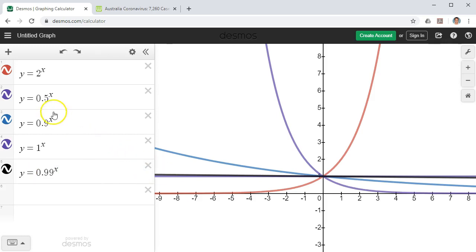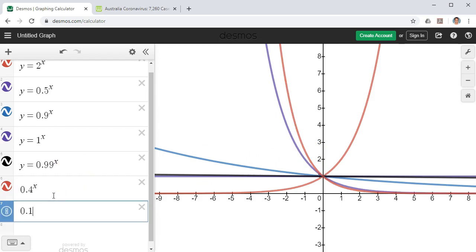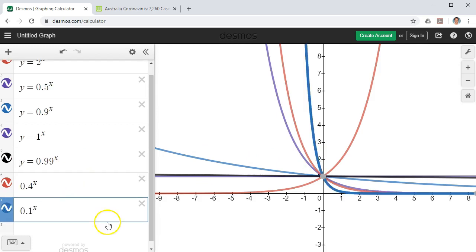What about if we have decimals less than 0.5? Decimals that are approaching 0. Let's try 0.4 to the power of x. And you'll see that we get a curve that's steeper now. So as our decimals get smaller and smaller and closer to 0, the curves get steeper. All right, so let's try one really close to 0. Let's try 0.1 to the power of x. And here we've got our steepest graph yet.